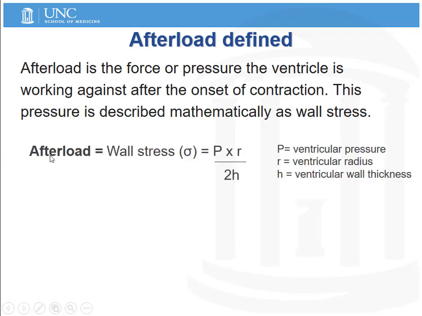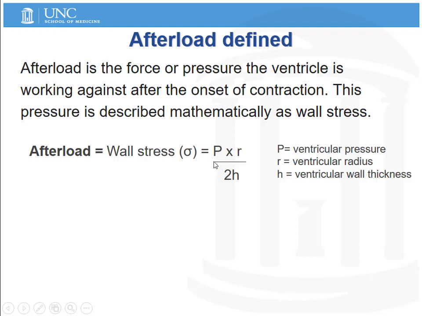Wall stress, and therefore afterload, can be estimated using the law of Laplace, which states that the wall stress equals the ventricular pressure times the ventricular chamber radius divided by 2 times the wall thickness. Since ventricular radius and wall thickness remain relatively constant, the pressure is the primary variable that determines changes in wall stress or afterload.